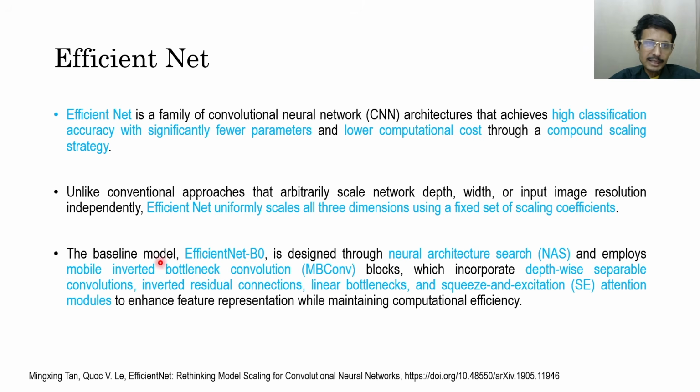Okay. So the base model, EfficientNet-B0, is designed through a neural architecture search and employs mobile inverted convolution blocks, which incorporate the depthwise separable convolution that we discussed in the case of MobileNet, inverted residual connection, linear bottlenecks, and squeeze-and-excitation extension modules to enhance the feature representation while maintaining the computation. So this is the major innovation that this base model of EfficientNet has proposed.